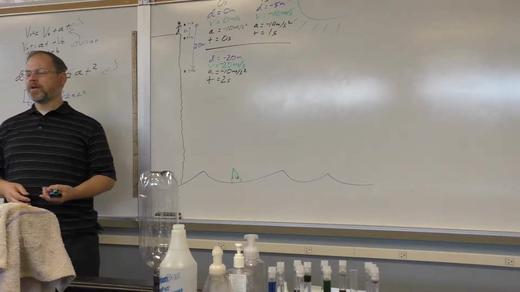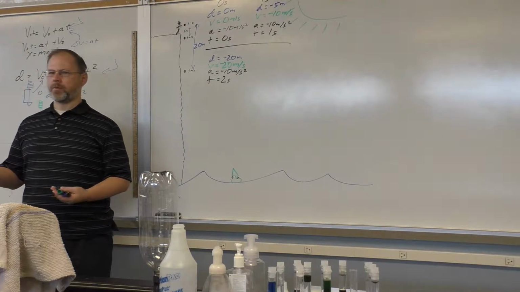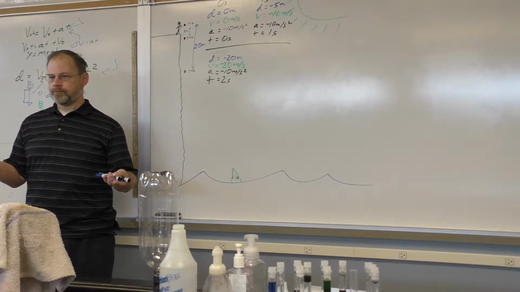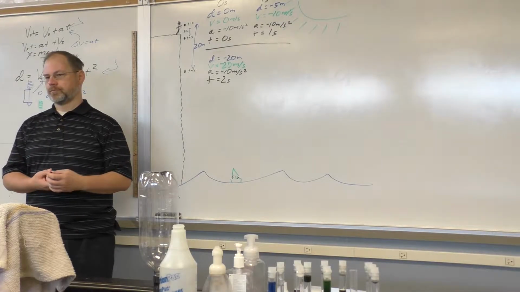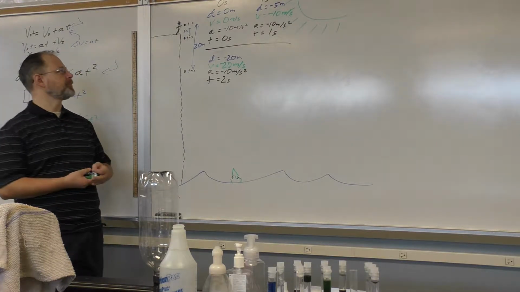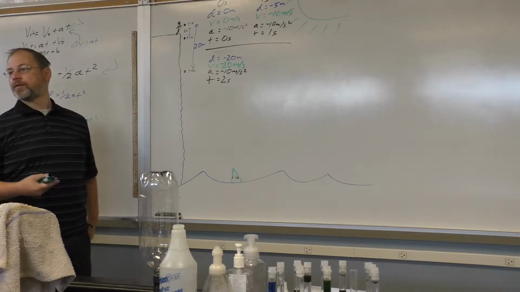Why do you think it covers much more distance after that second interval? Because its initial velocity for the second interval is -10 instead of 0, so it's already going at a higher speed. Right, exactly. It's got a higher speed from here to here, so it's covering more distance.